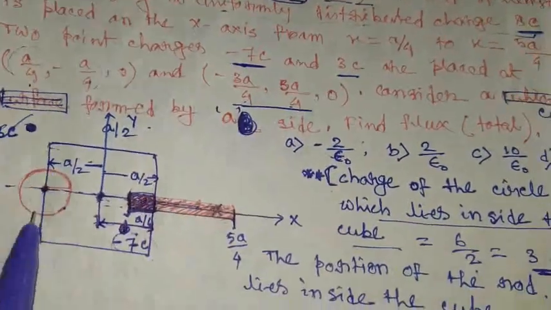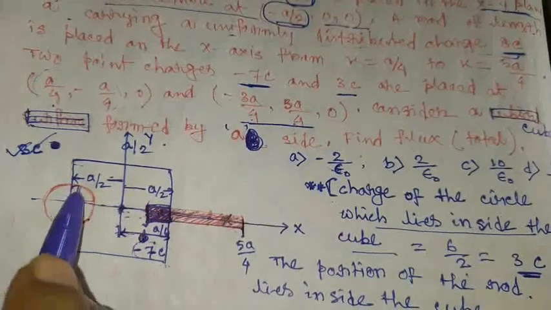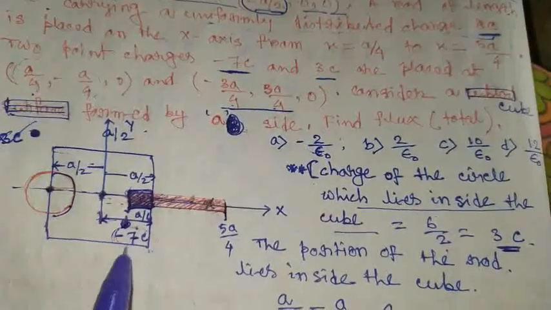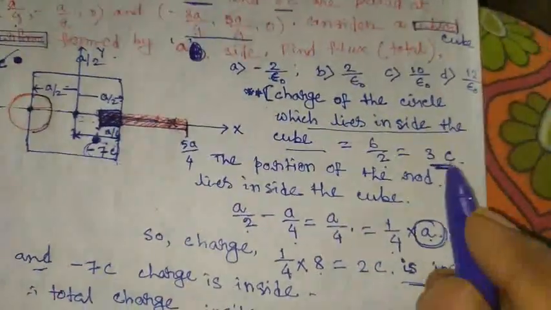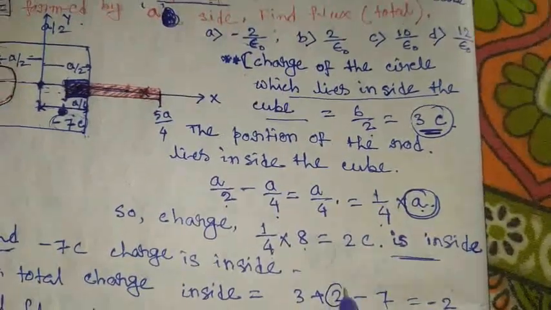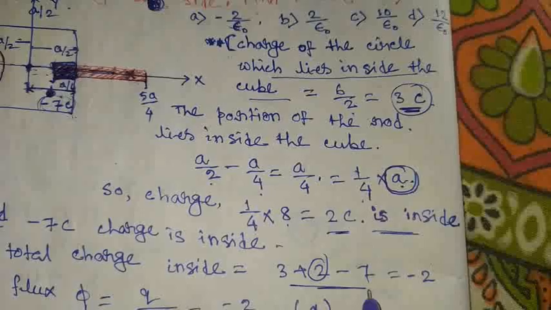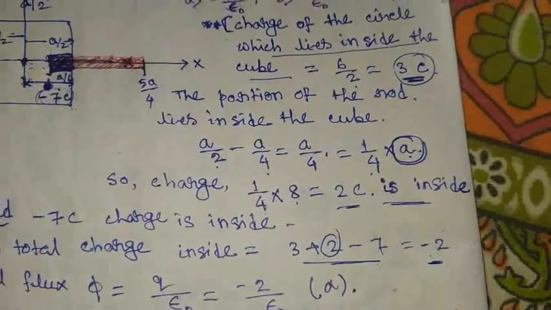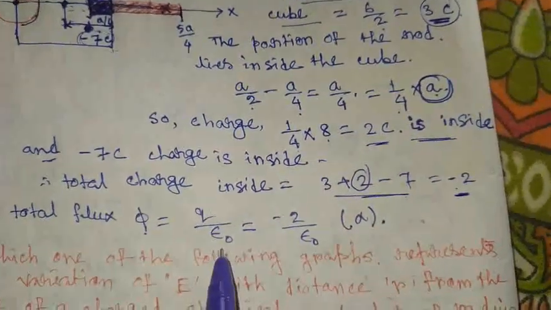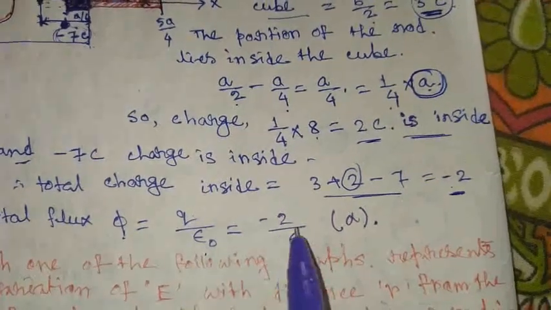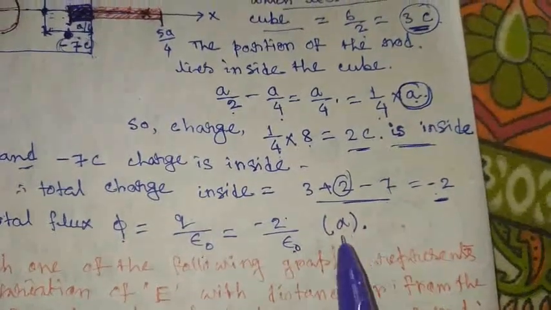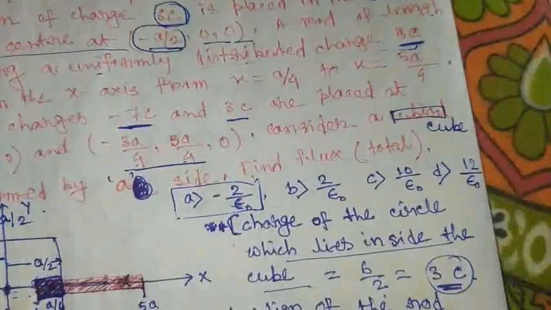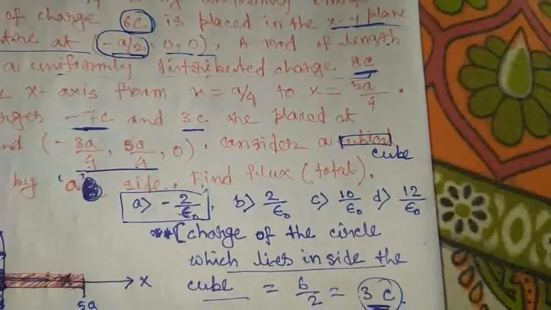So the total charge inside this cube is 3 coulomb due to the circle, 2 coulomb due to 1/4 of the rod, and minus 7 coulomb due to the point charge. So the total charge inside this cube is minus 2 coulomb. So total flux phi equals q by epsilon naught according to Gauss theorem, so minus 2 by epsilon naught. So option A is the correct answer, and the rest are false.